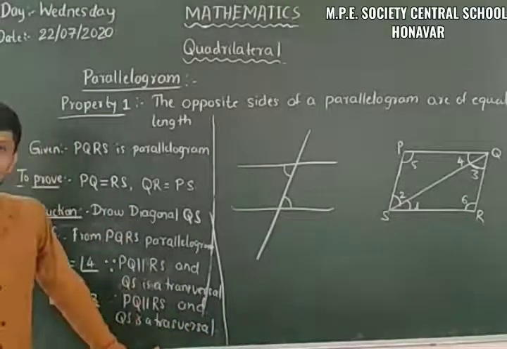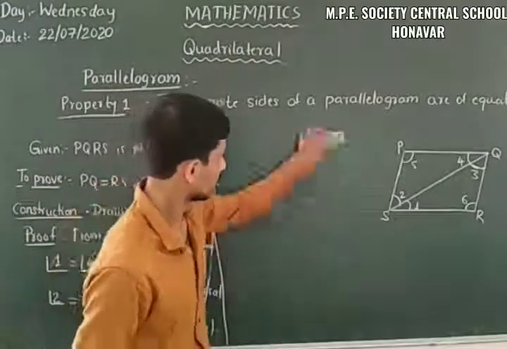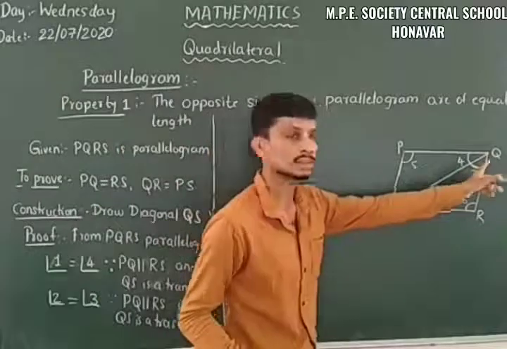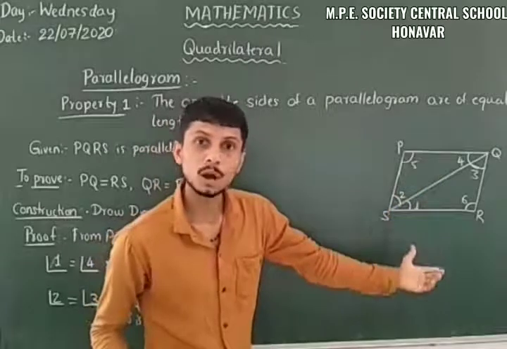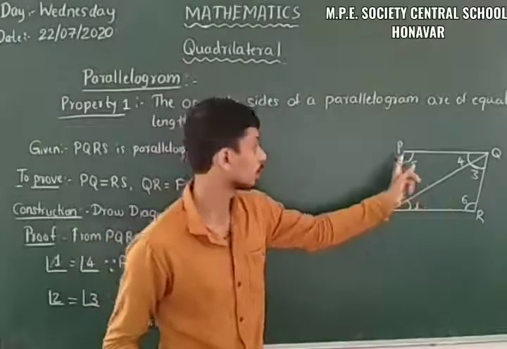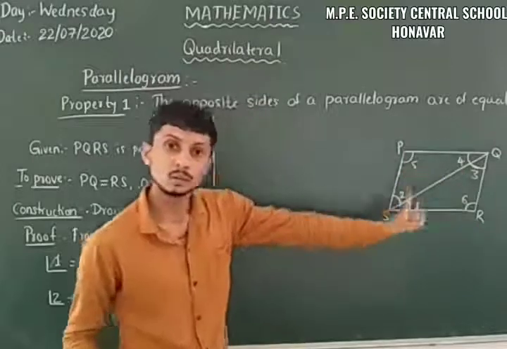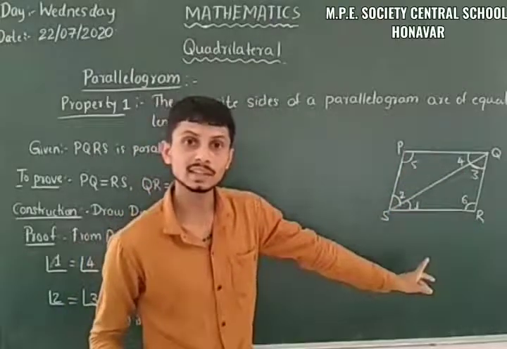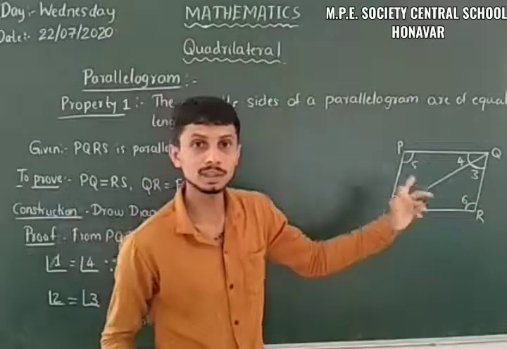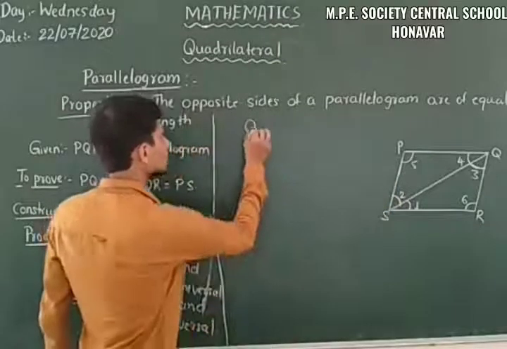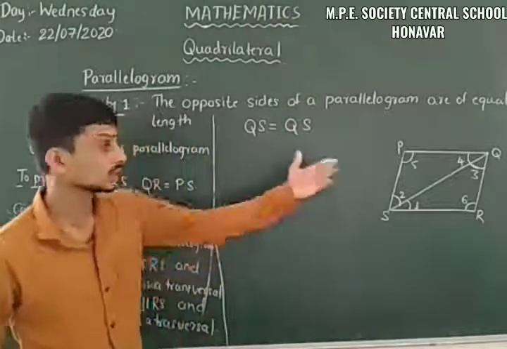The same reason for both. And just observe here, QS is a side, or QS is a diagonal, common for both these triangles. From triangle PQS and QSR, the QS line is common for both these triangles. So that means QS is equal to QS for both these triangles.